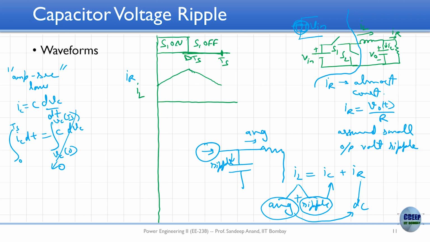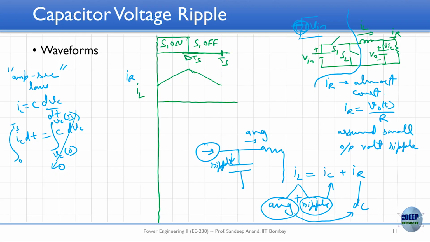IR, we have just seen, will not have significant ripple current, it will be DC current only. And IC cannot have a DC current because its integral will be equal to 0. If you push a DC current, then the integral will never be equal to 0. So IC can only have ripple, and IR can only have a DC value in this scenario. So the only matching possible is that the average component of the inductor goes into IR, and the ripple component of the inductor goes into IC. Is that fine?